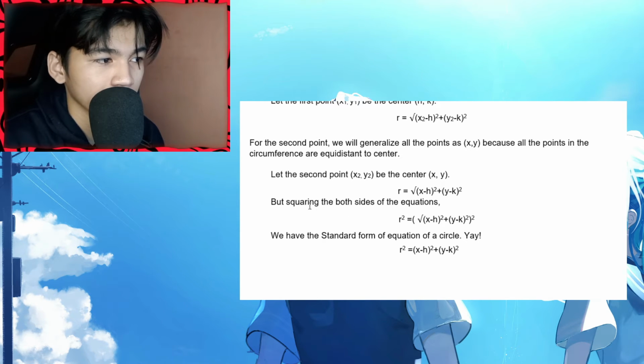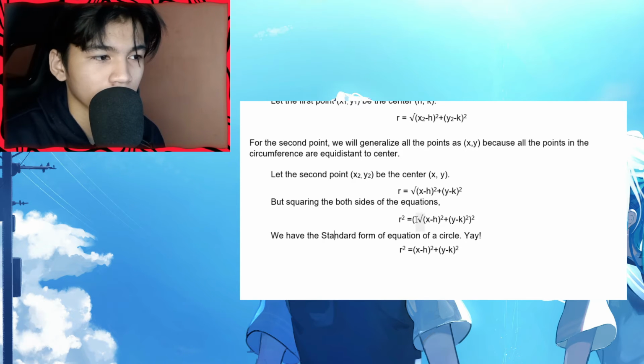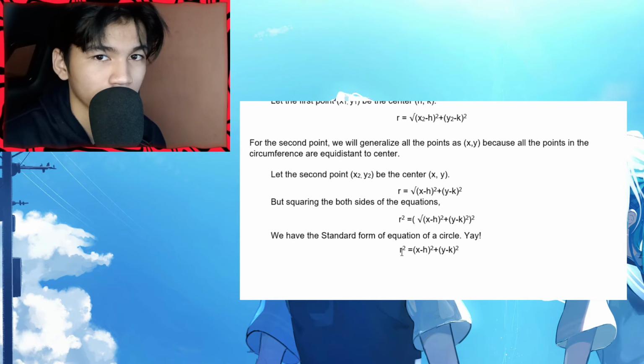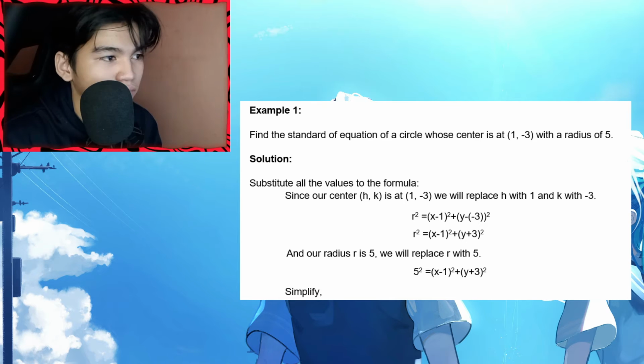By squaring both sides of the equation, what you're going to do is square both sides here. So r, you're going to square that and the whole equation here. So what will happen is it will become r squared is equal to x minus h squared plus y minus k squared. So that's the standard form of the equation. We're going to use this later.